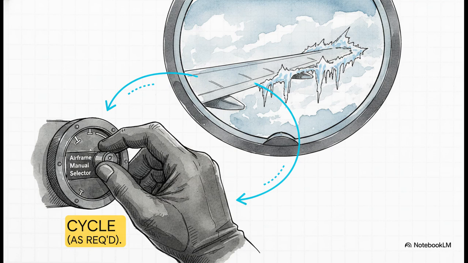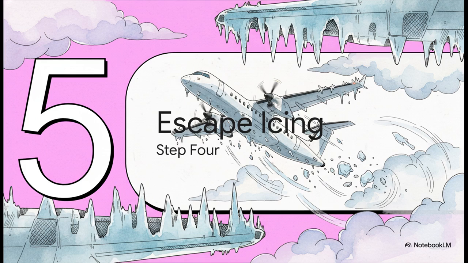All right, Section 4, Step 3, cycle as required. So the absolute crucial point is right here in the text. The manual explicitly says, airframe manual selector, cycle as required. That obviously stands for as required. You aren't just endlessly flipping the selector back and forth without thinking. You're doing it specifically as the icing situation on the airframe requires. You are now actively managing the system that the automatic timer failed to manage. You're the computer now.